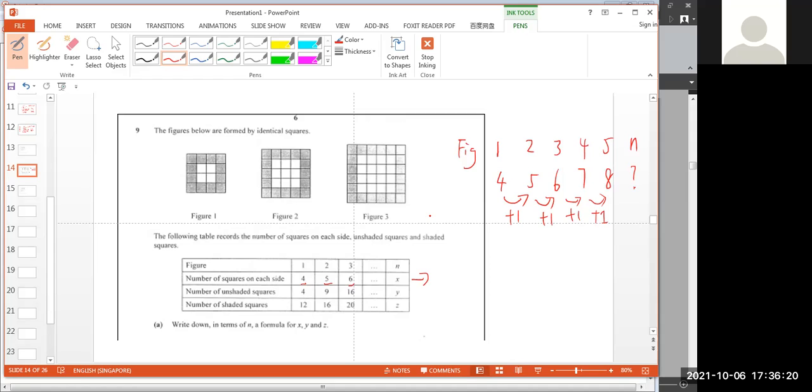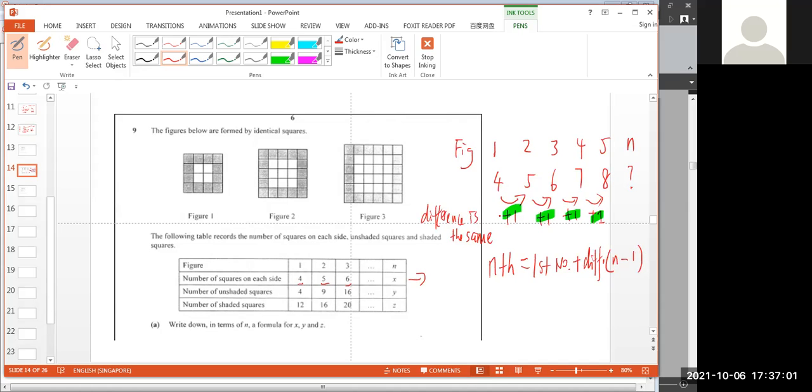So this is what I call the difference. The difference is the same. Why is it the same? It's plus 1, plus 1, plus 1, plus 1 throughout. So if the difference is the same throughout, you can use this formula: the nth term is equal to the first number plus the difference, and then times n minus 1.